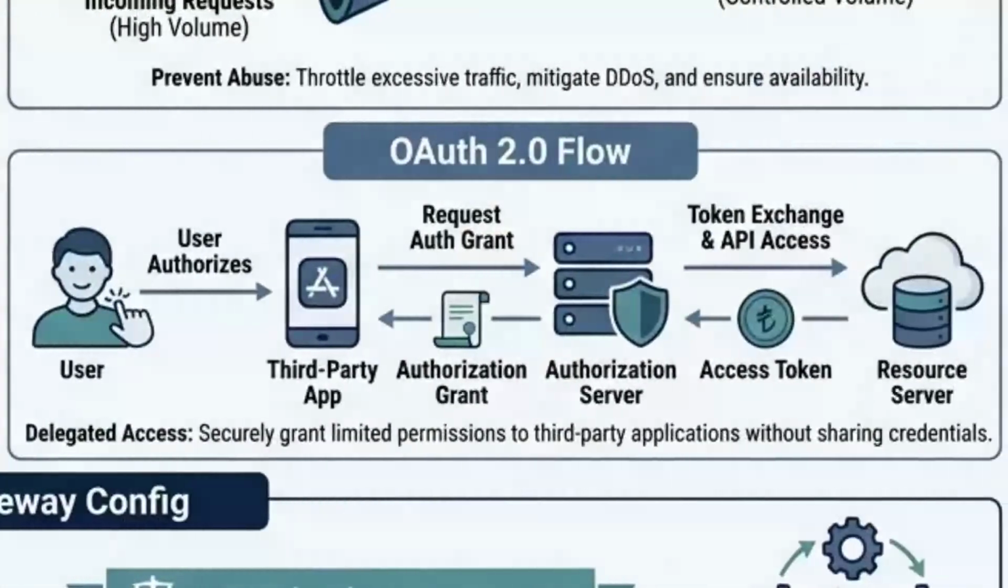When you log into an app using your Google or Facebook account, you're actually using OAuth 2, and here's how it works behind the scenes. Instead of giving the app your password, which would be risky, you're delegating limited permissions through an authorization server, which acts as a trusted middleman.